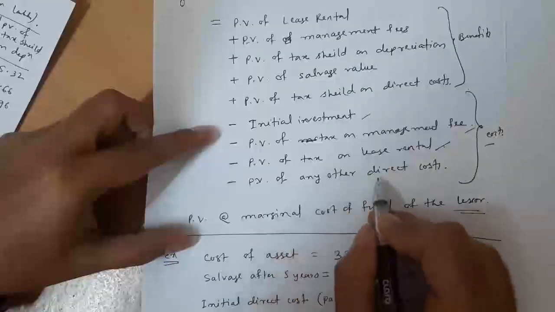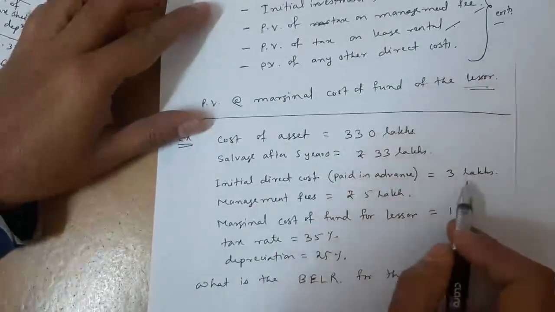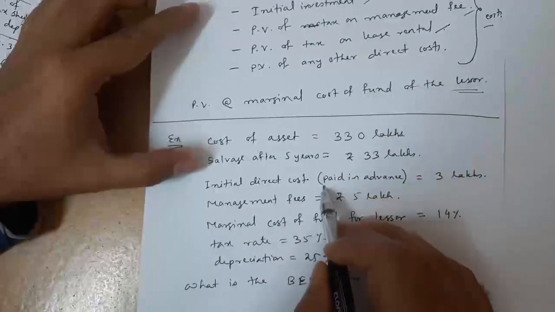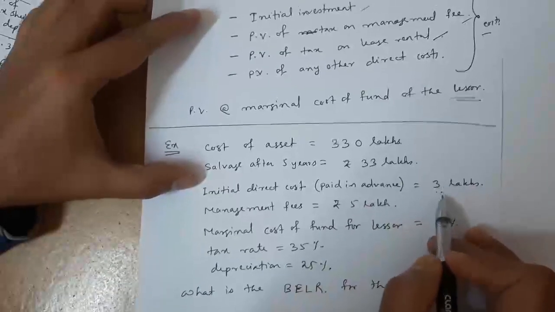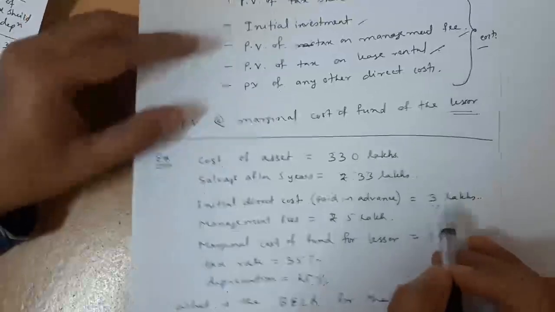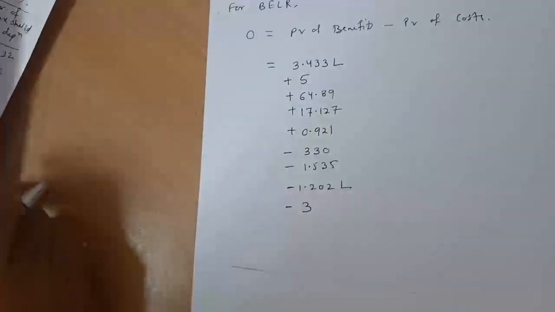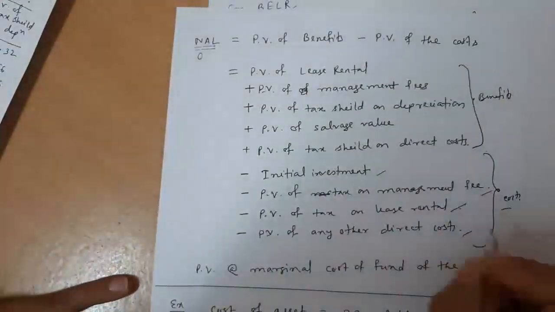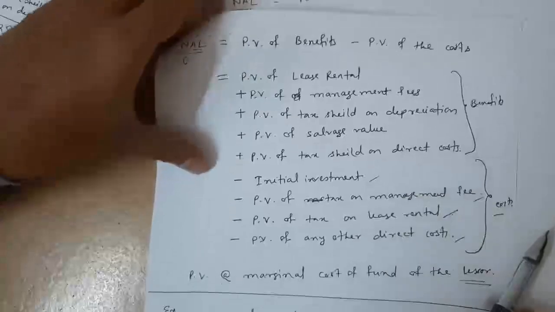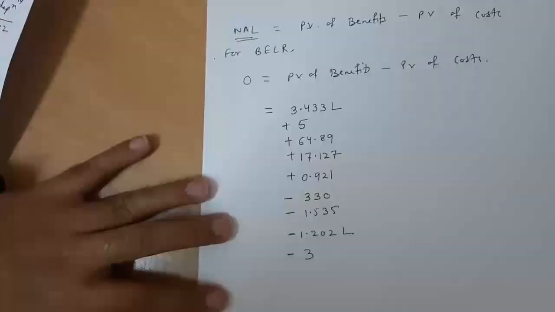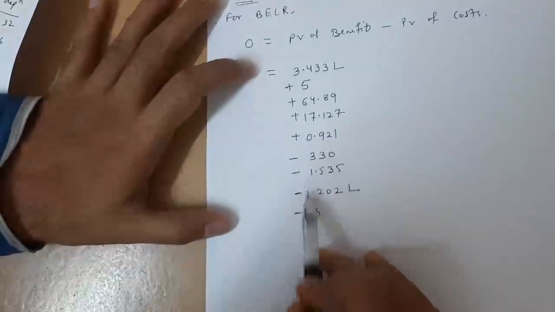Next, PV of any other direct cost. What direct cost are we having? We are having this 3 lakhs direct cost, which is paid at the starting only. So the present value will be this 3 lakhs only. It is paid at the starting itself, so it will be minus 3 lakhs. So this is also done. So now we are done with all the benefits and all the costs. So now simply you solve this equation, okay. 0 is equal to this plus this minus this.